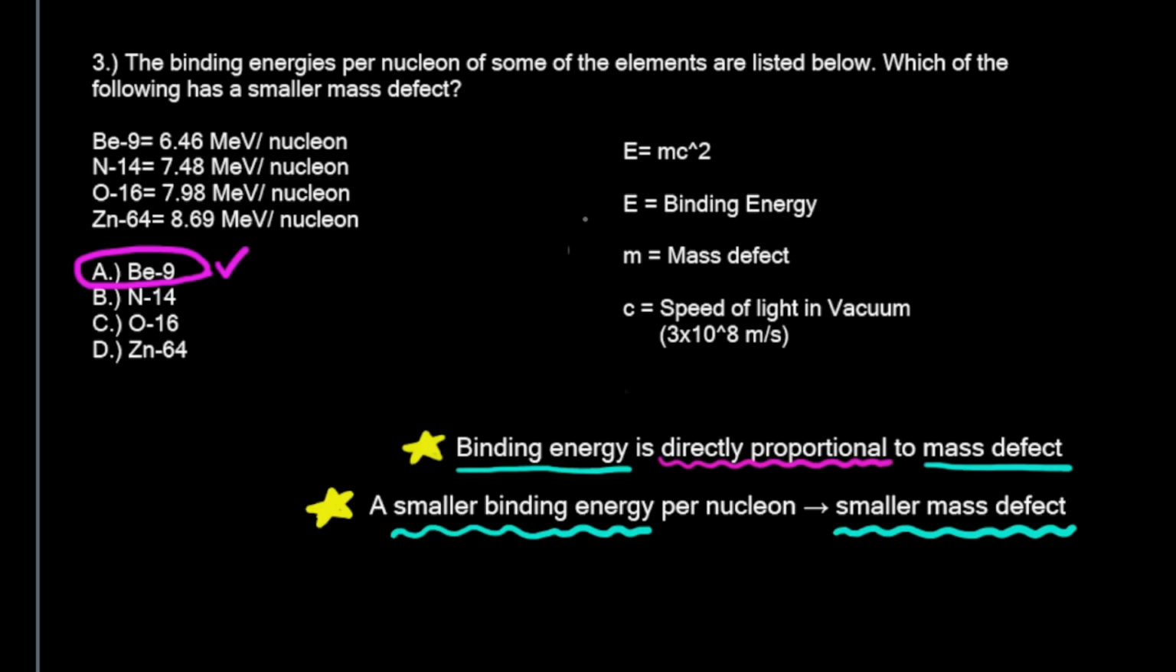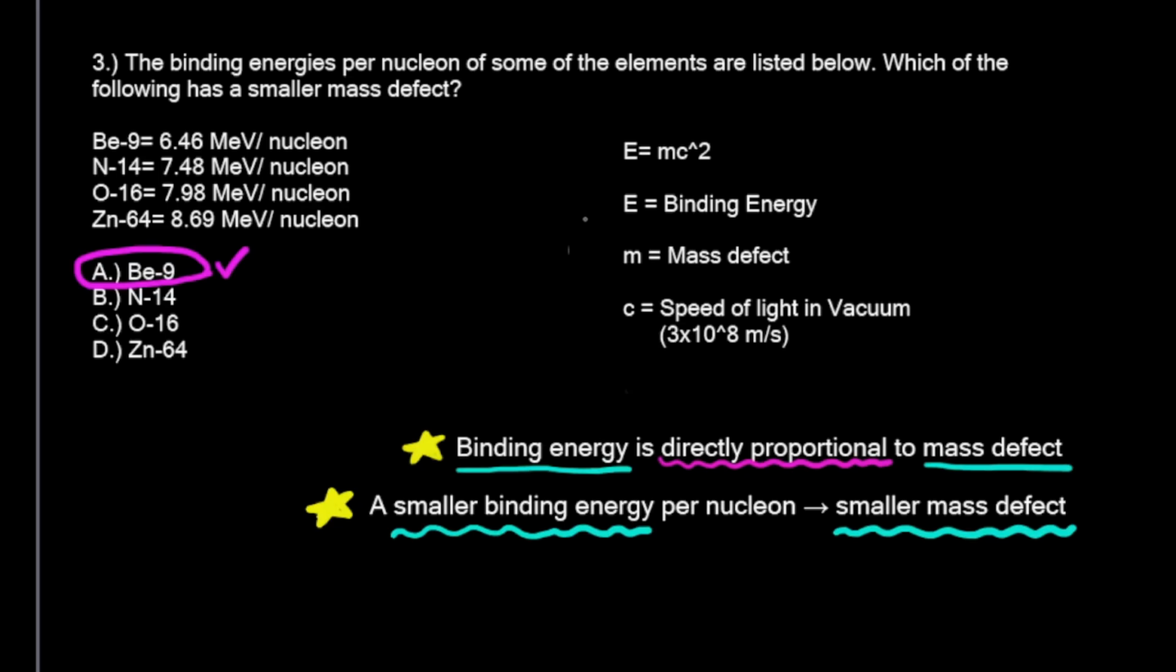Binding energy and mass defect are related to one another by the formula E equals mc squared. Binding energy and mass defect are directly proportional to one another. This question is looking for the atomic nuclei with the smallest mass defect. An element with a smaller mass defect would need to have a smaller binding energy per nucleon. So the smallest binding energy per nucleon out of all the options that are listed is Be-9. So that is answer choice A. So answer choice A is the correct answer.